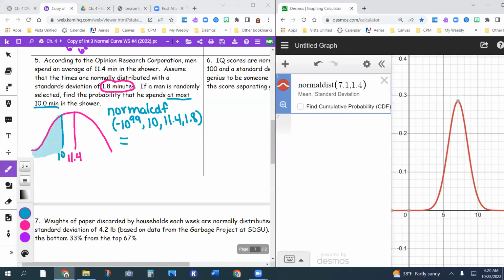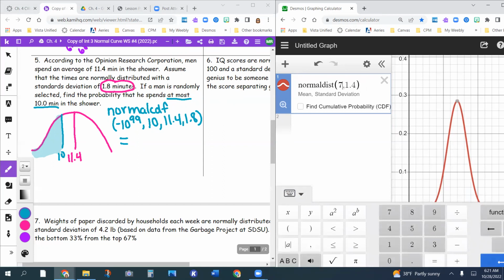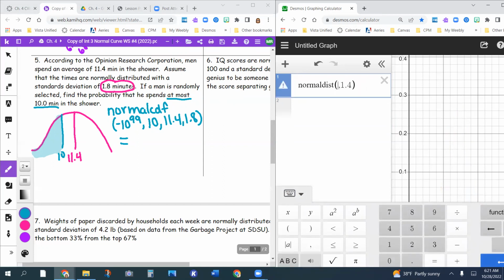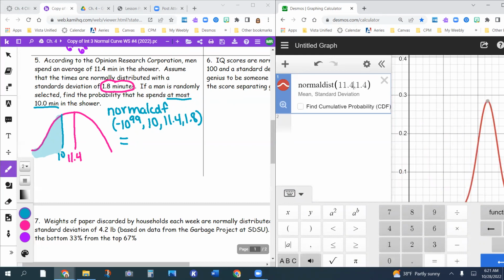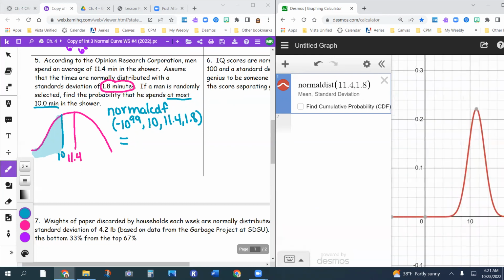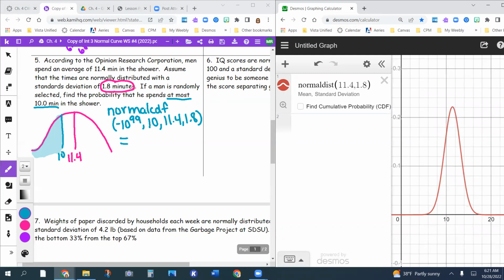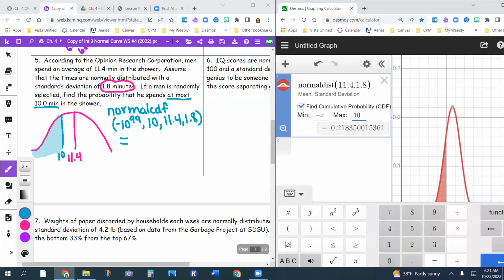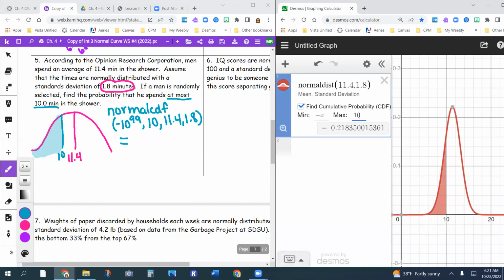So let me change this to a mean of 11.4 and a standard deviation of 1.8. Okay, so there's our picture. Now, I'm going to go from negative infinity, which is negative 10 to the 99, up to 10. So we see that's our picture, and that's going to be 0.22 if I'm rounding. So about 22%.